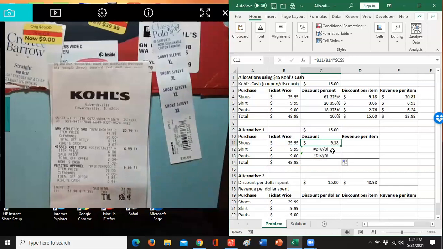And obviously I did something wrong here. Which other number do I have to hold still? I did that on purpose so you could be yelling at me. I also need to keep that 48.98 the same every time. So now let's try to copy that down.